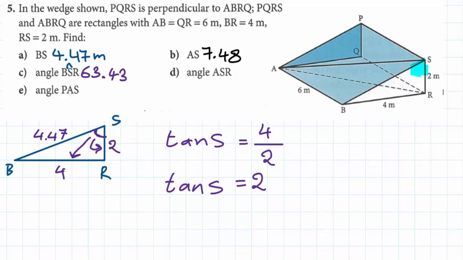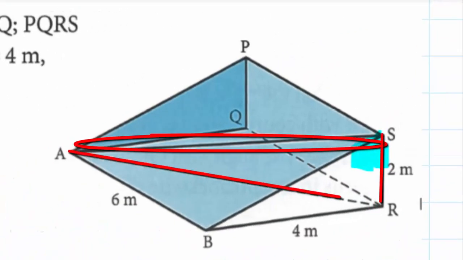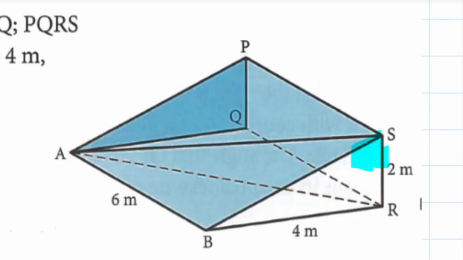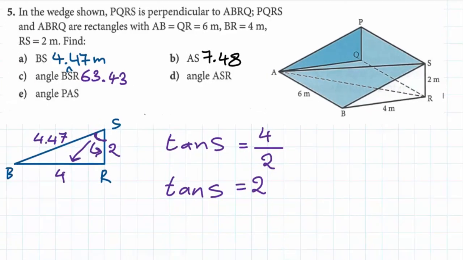This angle is 63.43. Now angle ASR. ASR. This angle from A to S to R. Now this time we are going to find this angle. It is between R, this line, and this one. So we're going to find this angle. This angle is in this triangle. It's in the triangle ASR. So let's reduce this diagram to be something useful for part D.